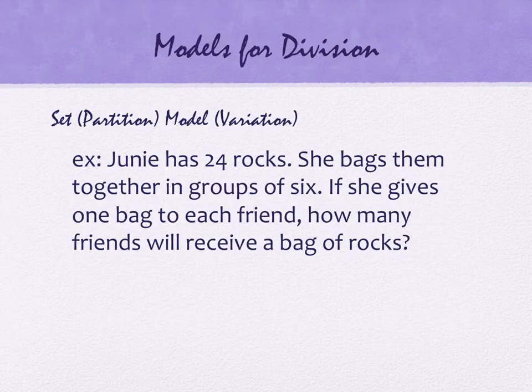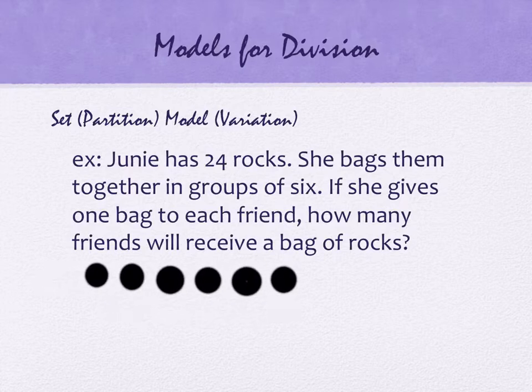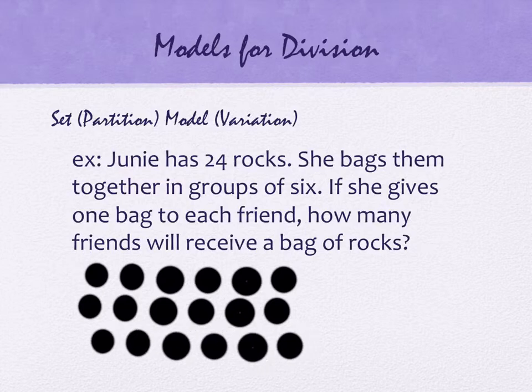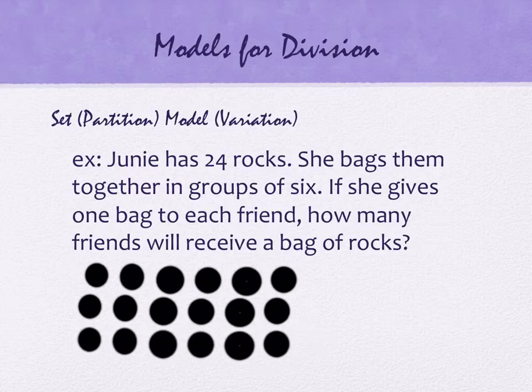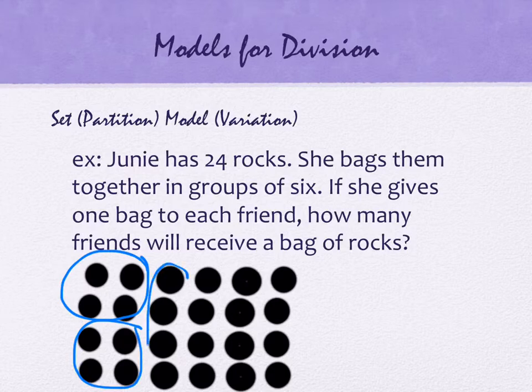The variation of that is this example. We have 24 rocks, and she bags them together in groups of 6. So in this model, I still have my 24 rocks, but what I'm controlling in this particular model is not the number of groups that I get. What am I controlling? How many rocks are in each group? So I go through, and in some fashion I circle groups of 4, because I want 4 items in each group.